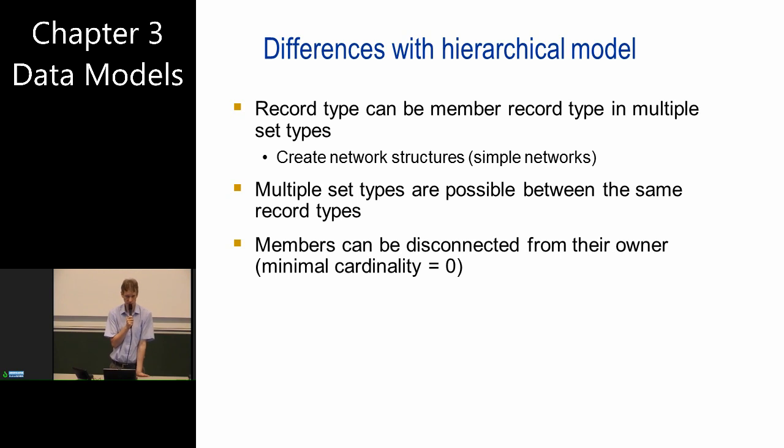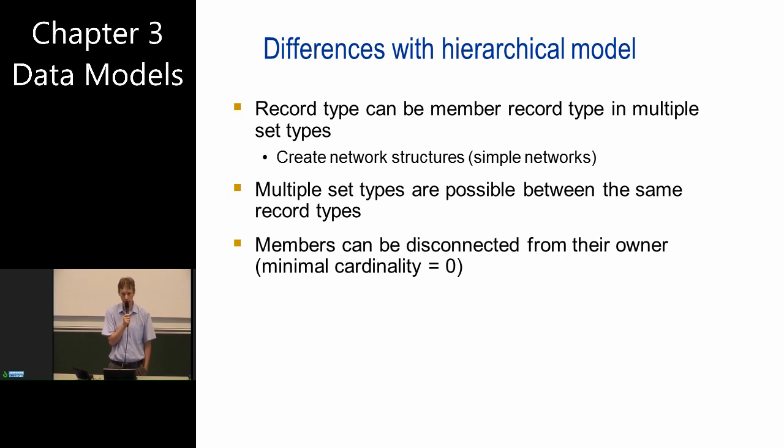So a member record type can have multiple owner record types. In the hierarchical model, a child record type can only have one parent record type. So by having record types be members in multiple set types, we can create network structures, simple networks. Between two record types, if you want, you can also model multiple set types because of extra semantics that you want to capture. Members can also be completely disconnected from their owner.